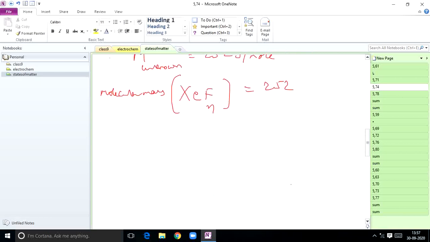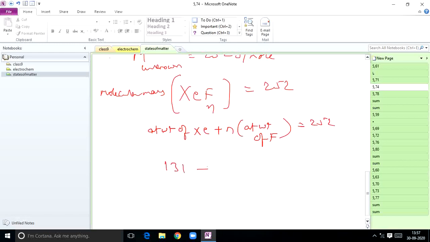Now, xenon atomic weight you should know. So we can write: atomic weight of xenon plus n moles of atomic weight of fluorine is equal to 252. So from this, atomic weight of xenon you have to take 131, plus n times atomic weight of fluorine you have to take as 19, is equal to 252. Calculate this, you will get n value as some 6.2. So approximately, rounding it off, n is equal to 6.